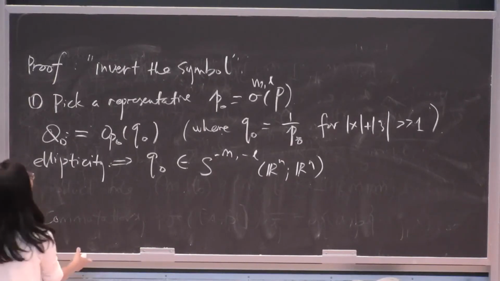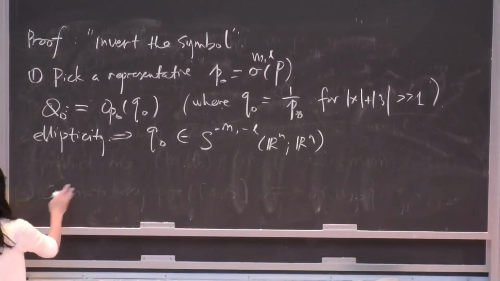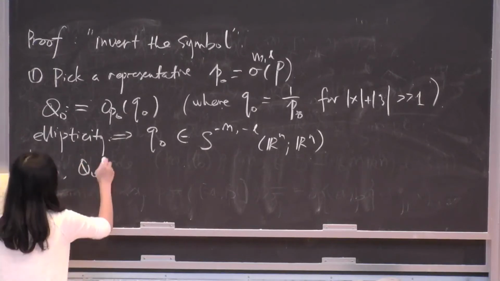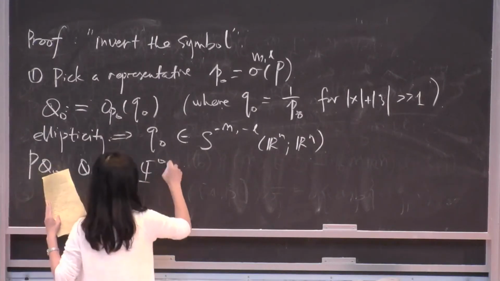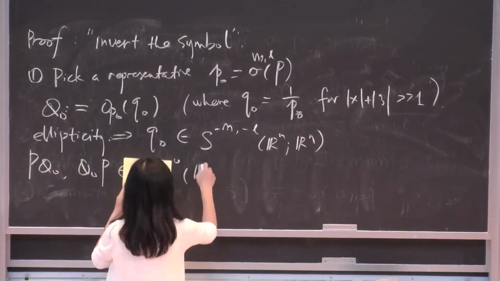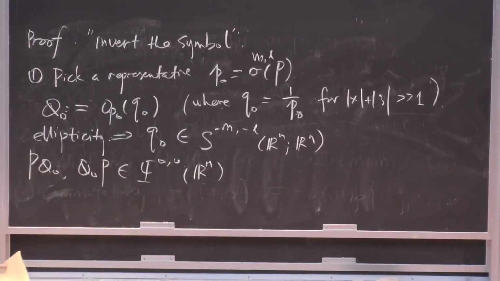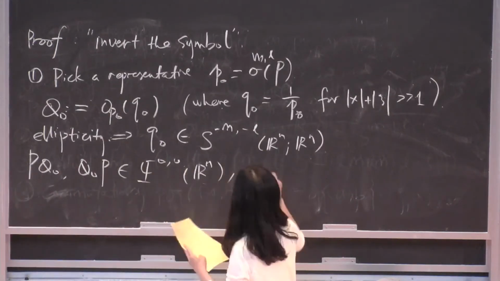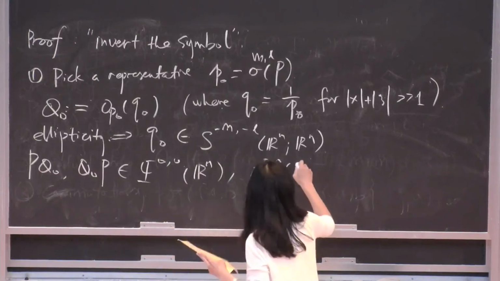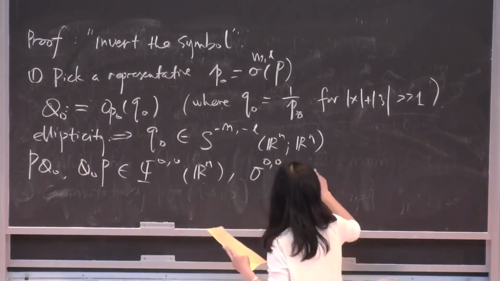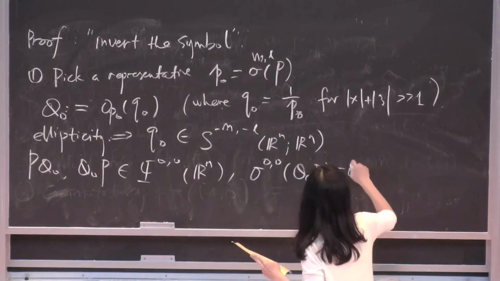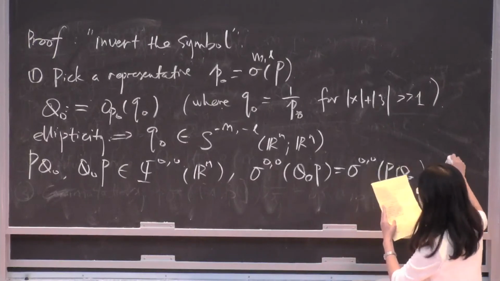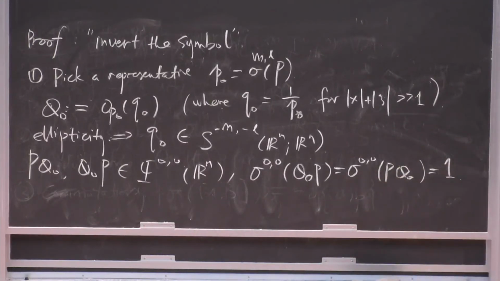Okay. Then once we have that, one thing we know immediately is that PQ0 and Q0P are in psi 0, 0 by the principal symbol calculus. And then the second thing we know is that the leading part, sigma 0,0 of Q0P and PQ0, is just equal to 1. Okay.